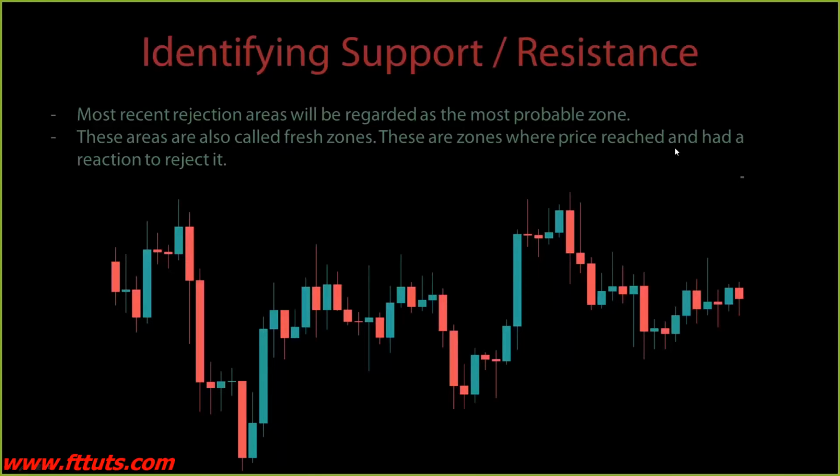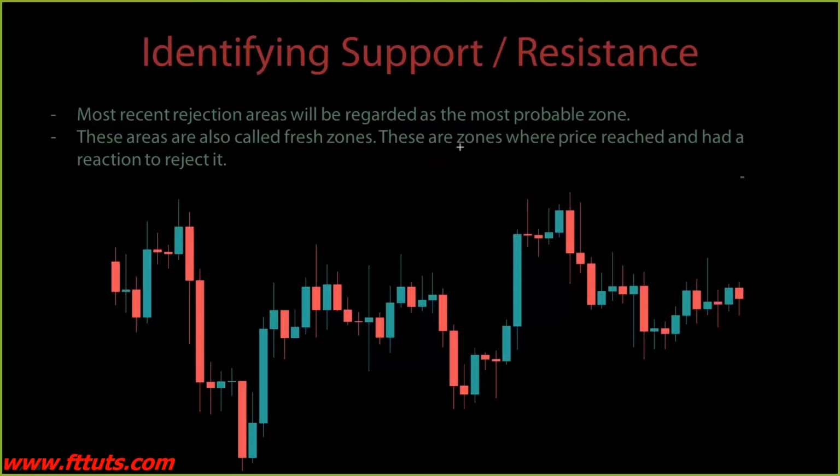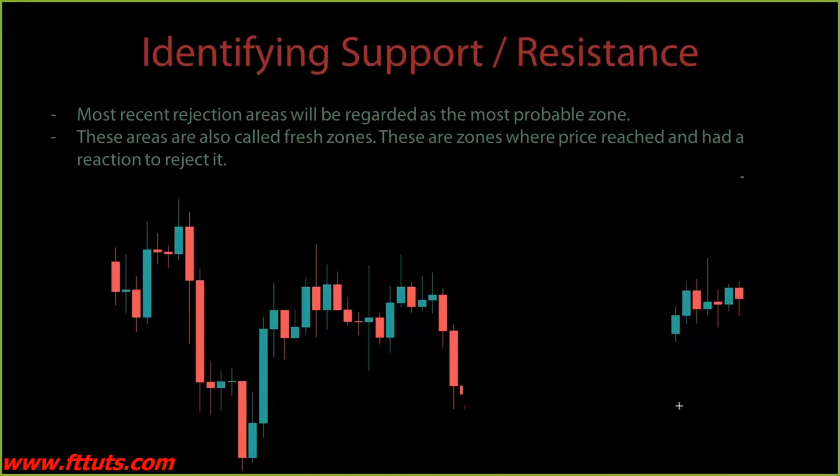These are zones where price reached and had a reaction to it. What this basically means is, let's say when we're looking at this chart, we don't have access to all this information here. And when we're looking at price at this level, we see that there's some sort of a resistance forming.